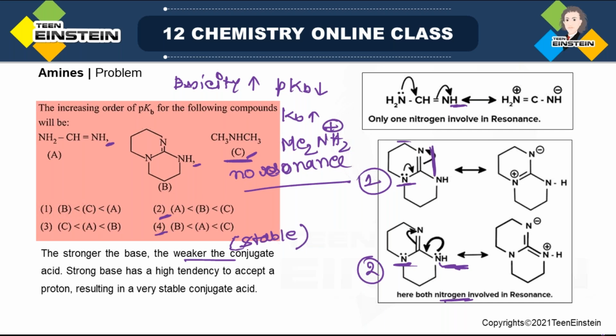So because of more resonance, it will be more basic. So among A and B, both are more basic than C, and among A and B, B is stronger. But we have to consider pKb. If the question is asking the basicity order, then maximum is B, then A, then C. But you have to find the reverse. That means now C, then A, and then B. So that is why option 4 is the correct option.